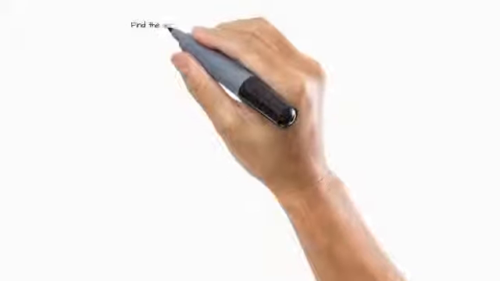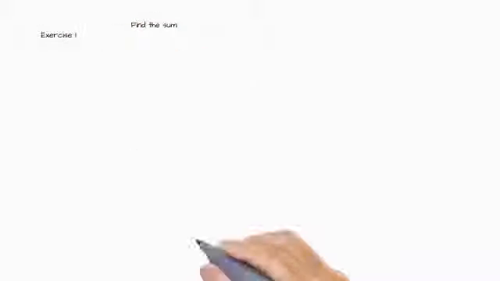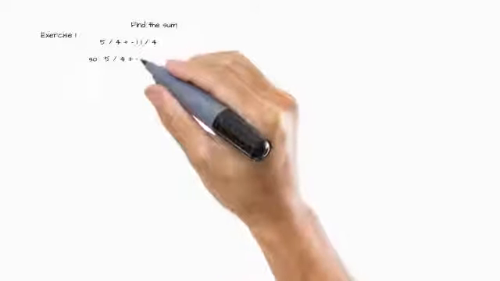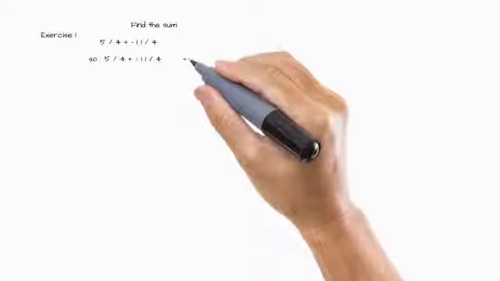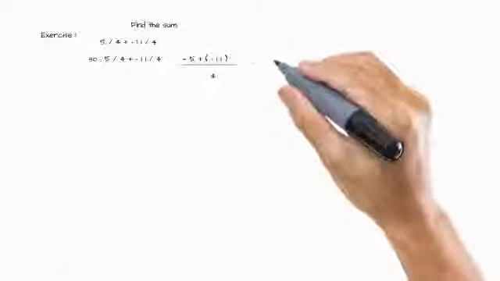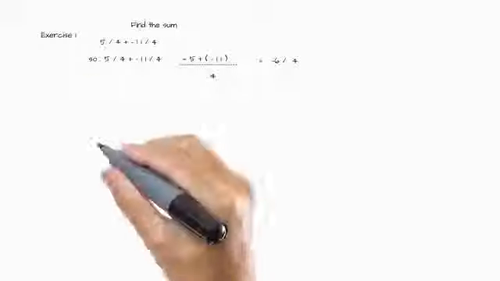Find the sum of fractions: 5/4 + (-11)/4. The numerators of the fractions are 5 and -11, and the denominators are the same, that is 4. So 5/4 + (-11)/4 equals (5 + (-11))/4, which equals -6/4. Here the numerator 5 plus -11 equals -6, and since both denominators are common, the denominator is 4.